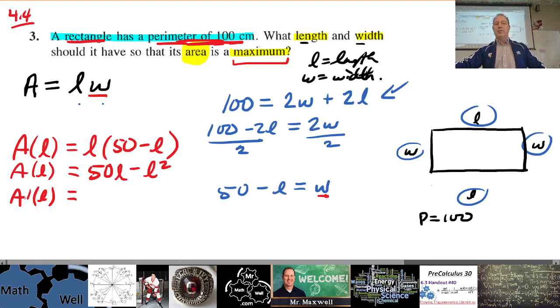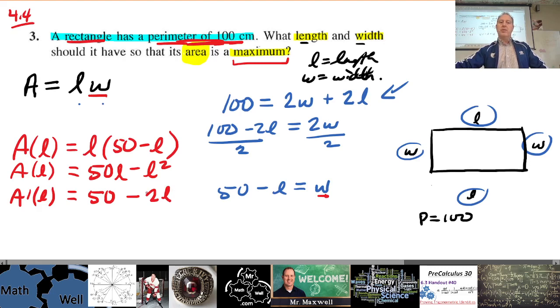Okay, so now the derivative of this function with respect to L, of course, is 50 minus, now we'll use our power rule, 2 times L, and then 2 minus 1 is just 1. So 50 minus 2L. So that's our derivative. Okay with that? Good with that?